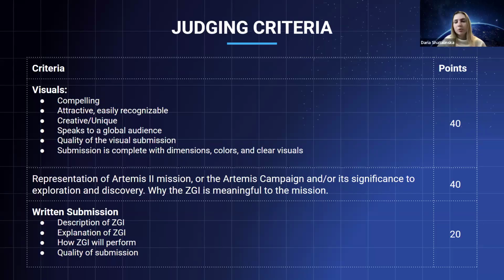Next one, that is also a very important one, is the representation of the mission itself, and also its significance to the overall exploration and discovery. So why the ZGI is meaningful to the mission. That is going to be also 40 points. And the last category is the written submission. So the quality of the written part within the submission form that you provide to us. So your description of the ZGI, explanation of it, how it's going to perform, and the quality of the written part of your submission. Next slide, please.